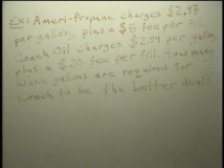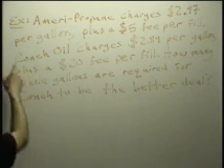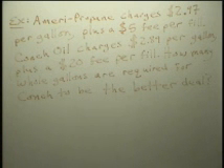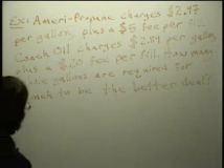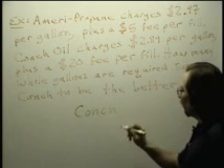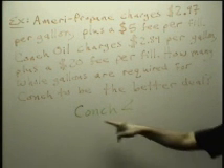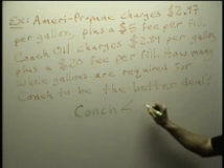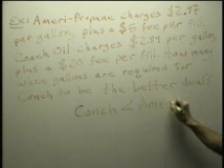Here's an application involving inequalities. Ameripropane charges $2.97 per gallon plus a $5 fee per fill. Conch oil charges $2.89 per gallon plus a $20 fee per fill. How many whole gallons are required for conch to be the better deal? Well, first of all, when we say the better deal, what we mean is we want the cost of conch to be less than the cost of Ameripropane.